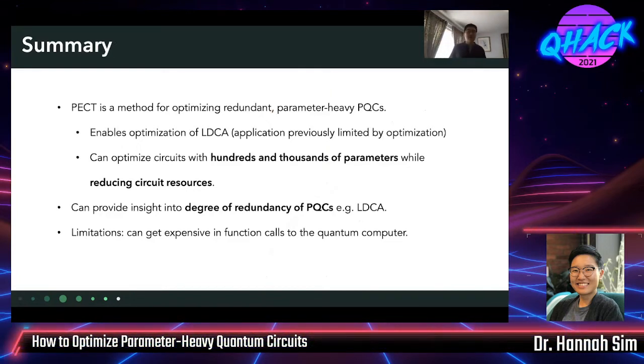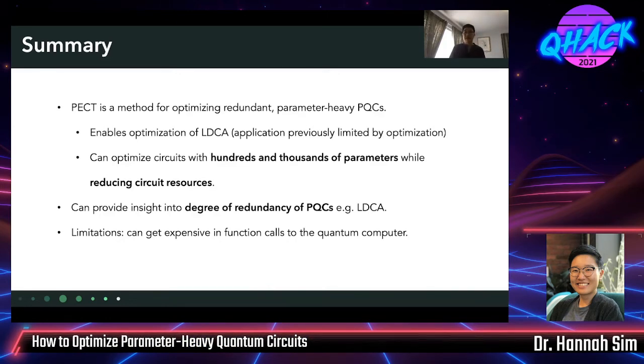And so to summarize what we were discussing here, I want to say that PECT is a method that's well suited for optimizing redundant and parameter-heavy parameterized quantum circuits, where specifically PECT enabled optimization of circuits like LDCA, whose application was previously limited by the optimization task. And also it can optimize PQCs with hundreds and thousands of parameters while also reducing on-circuit resources.